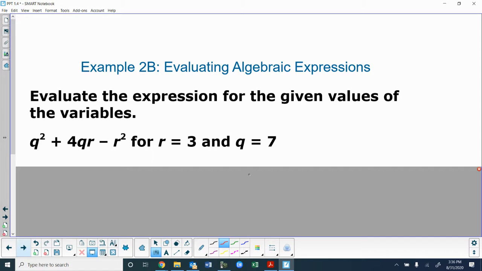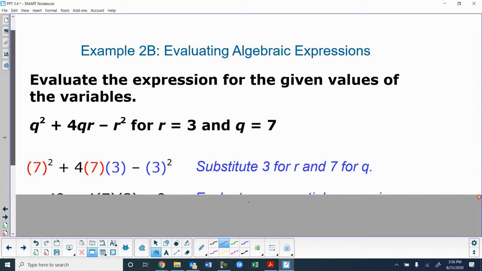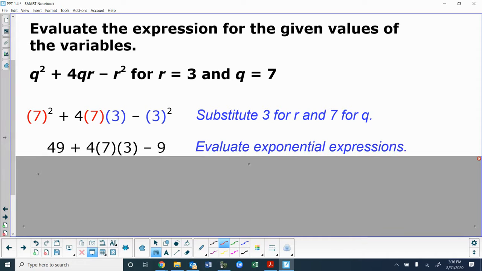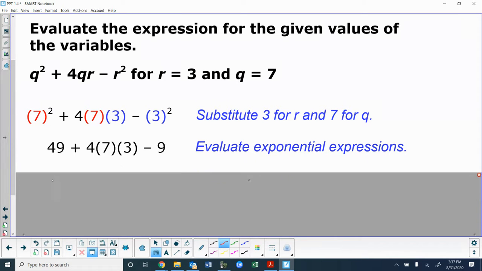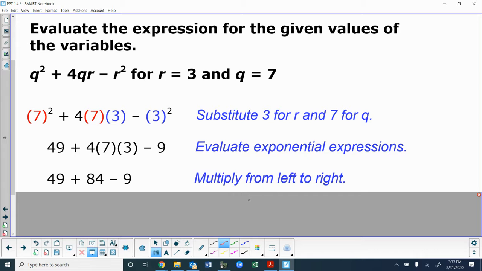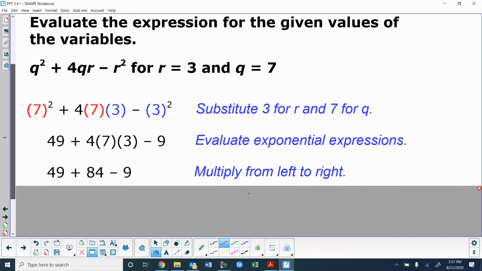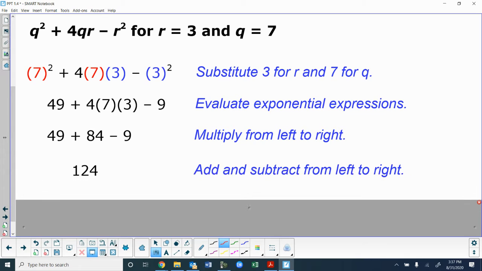All right, so we got Q's and R's this time. Wherever we see an R, we're going to substitute 3. Wherever we see a Q, we substitute the 7. Now we have some exponents we have to do first. So 7 squared and 3 squared are 49 and 9. And then do the multiplication, 4 times 7 times 3, which is 84. And then 49 plus 84 minus 9 would be 124, I think. Yeah, 124. Again, you could put that all in your calculator. I would just put parentheses around where you put your Q's and your R's and the numbers when you substitute.